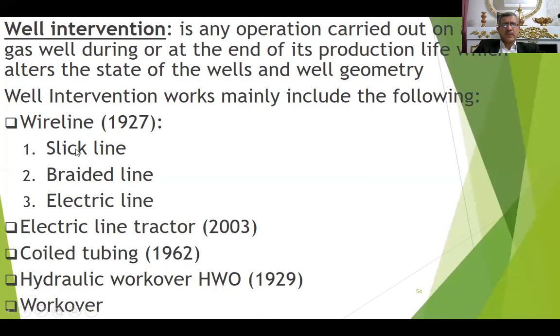Well intervention, we have 9 main types of intervention operations. But here we mentioned the following: wireline, that includes slick line, braided line, electric line. It was invented in 1927. Then electric line tractor, introduced in 2003. Then coiled tubing in 1962, hydraulic workover 1929. This is snubbing, hydraulic workover.